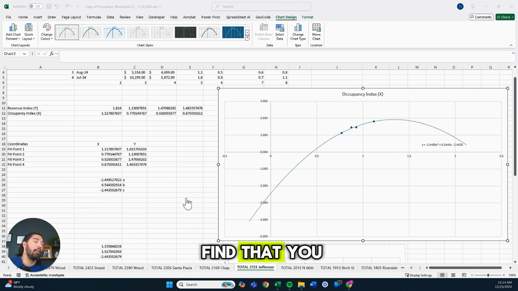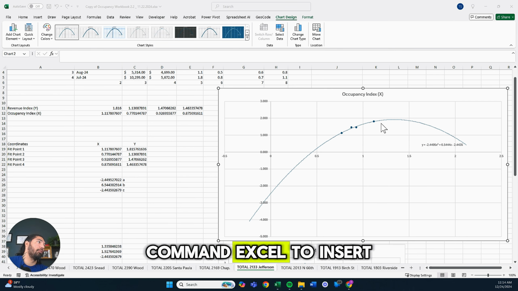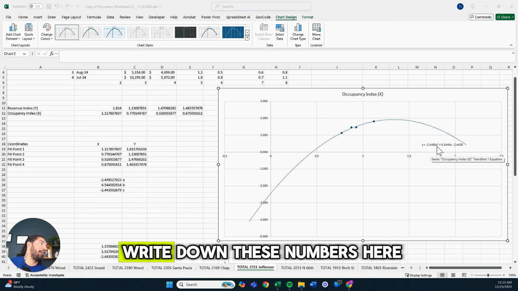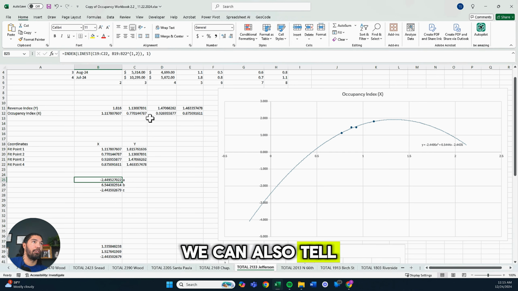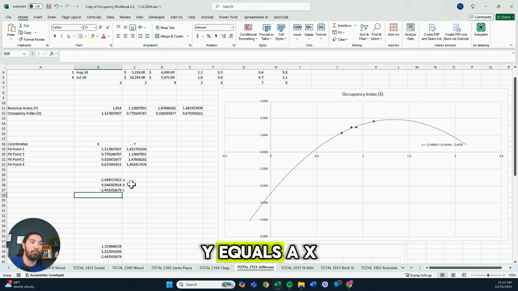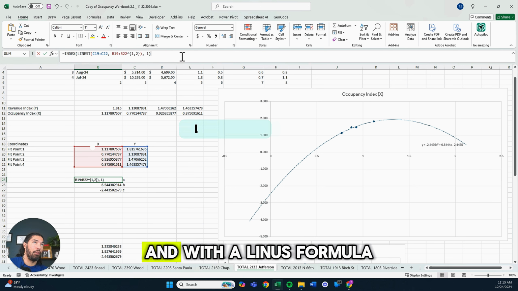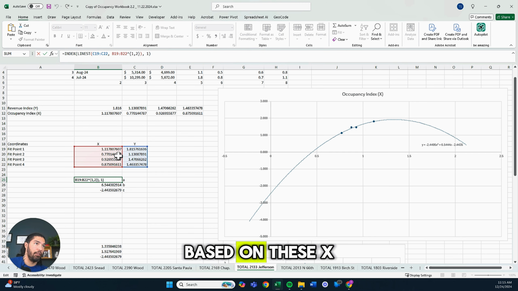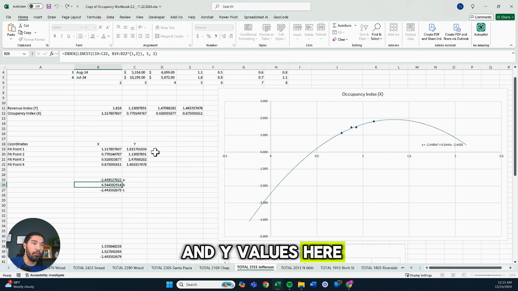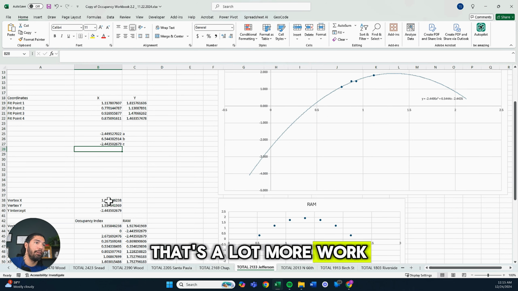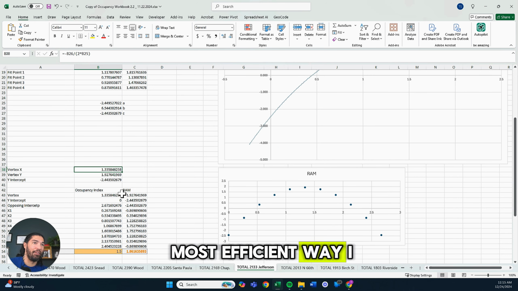Now, the way you find that, you could just command Excel to insert a trend line into the chart, but then you'll need to manually write down these numbers here. We can also tell Excel to just figure out what the a, b, and c constants are. Y equals ax squared plus bx plus c, right? So a, b, and c are the constants, and with the LINEST formula, you can command Excel to figure it out based on these x and y values here. You could also do a series of matrix operations to arrive at the same results. That's a lot more work. So this is the most efficient way I found so far.